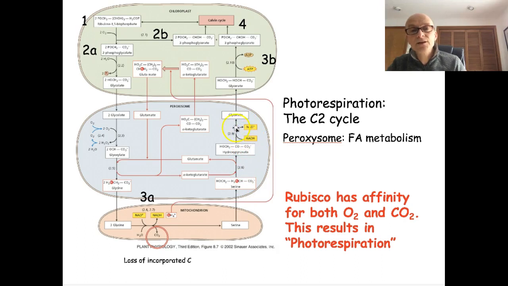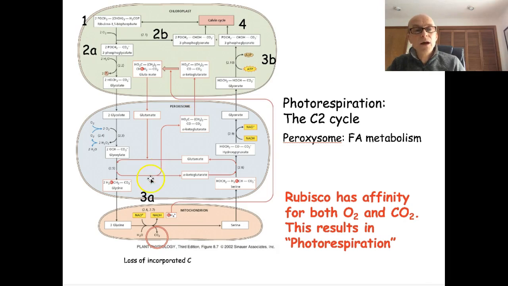So there's a reduction reaction here. There's a phosphorylation step, so that costs ATP. And so serine is then shuttled back through the peroxisome into the chloroplast, and essentially at that point, when it's made back into a 3-phosphoglycerate, added back into the Calvin cycle.